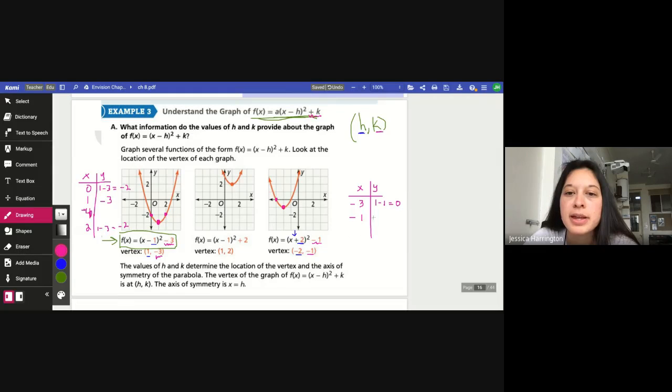Then I plug in -1. -1 plus 2 is 1. 1 squared is 1. 1 minus 1 is also 0. And hopefully you start to notice these should be equal, because remember, it's symmetrical. If I fold it in half, it should be right on top of each other. So these points have to have the same y value. And now I have enough points to make my graph.